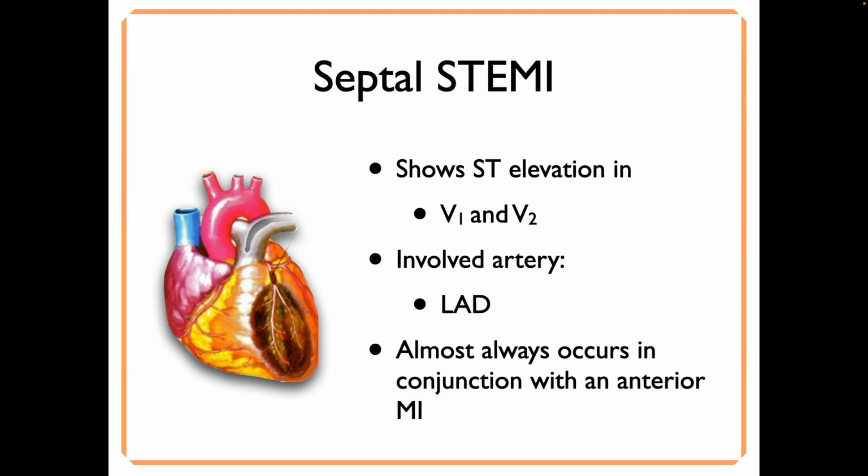Okay, moving along to septal. V1 and V2 are the septal leads. Septal STEMI shows ST elevation in V1 and V2. The involved artery, no surprise, is the left anterior descending, which goes right down the front wall of the left ventricle, right over the septal wall. It's very rare to see just a septal STEMI. Typically, it's in conjunction with an anterior MI. In fact, I really couldn't find one.